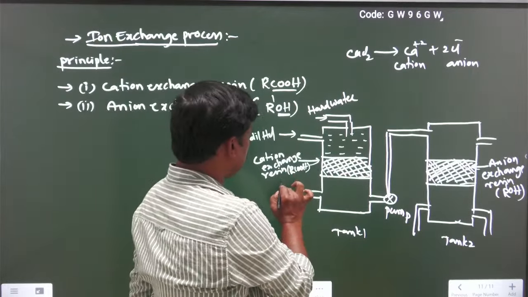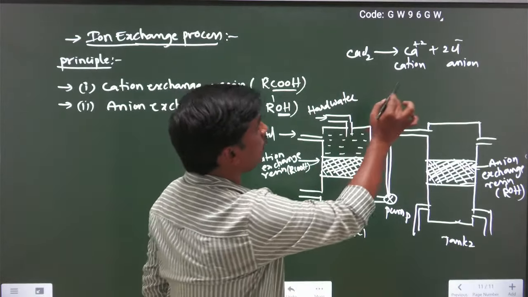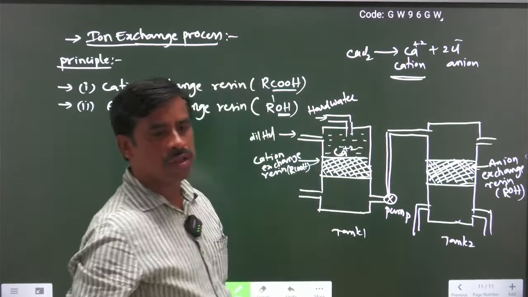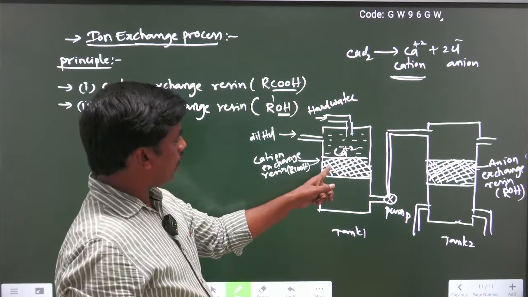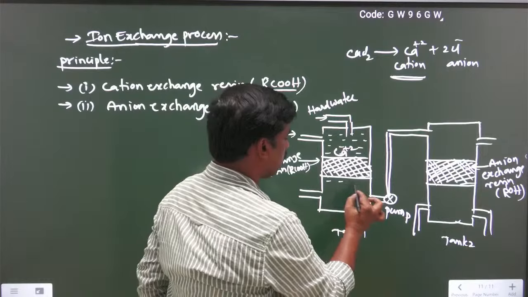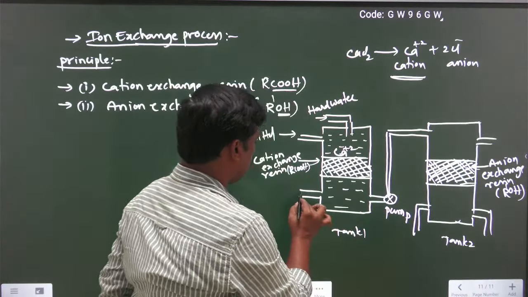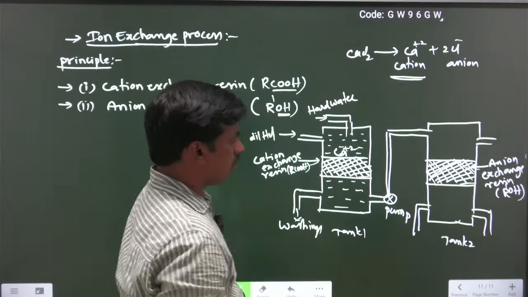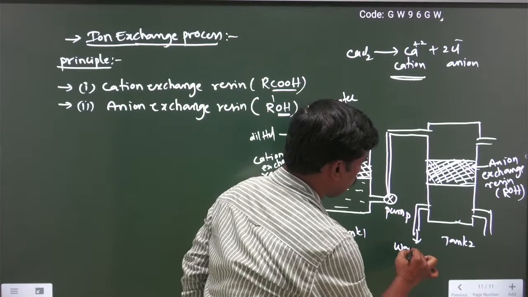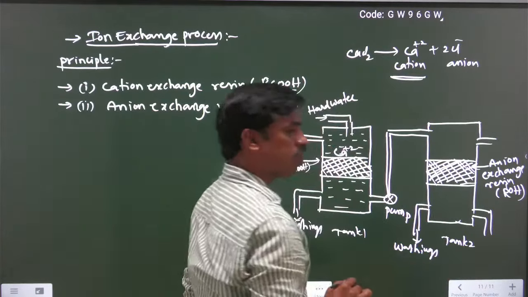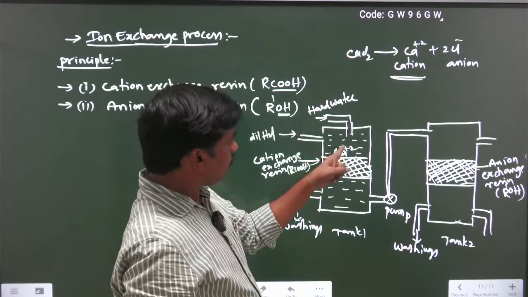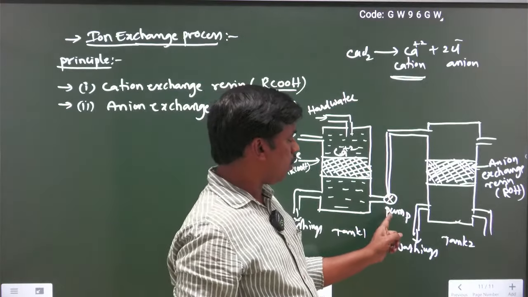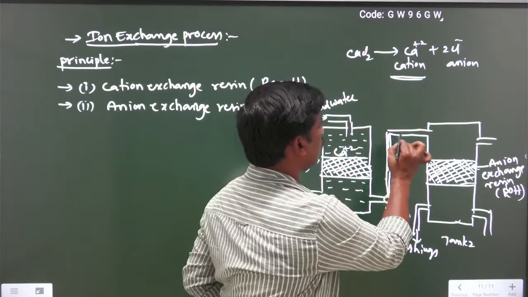This cationic exchanging resin, R-COOH, can stop only cations. Calcium plus 2 is stopped on the surface of the cationic exchanging resin, and the remaining water goes down. These are washings, which I will explain later, when regeneration time comes and what chemicals are used. After stopping calcium plus 2 here, the remaining water enters the second tank with the help of this pump.